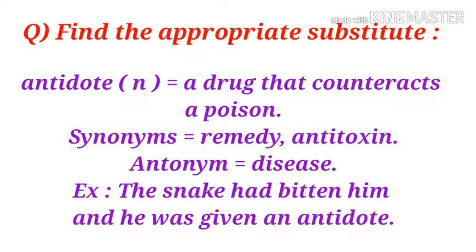The third option is antidote, a noun word which means a drug that counteracts a poison. If you are taking poison, then that drug will act as a medicine to cure it. Okay, its synonyms are remedy or antitoxin. Its antonym is disease. For example, the snake had bitten him and he was given an antidote. That means to remove the poison from his body, he was given an antidote. Okay, this is the meaning of the word antidote.